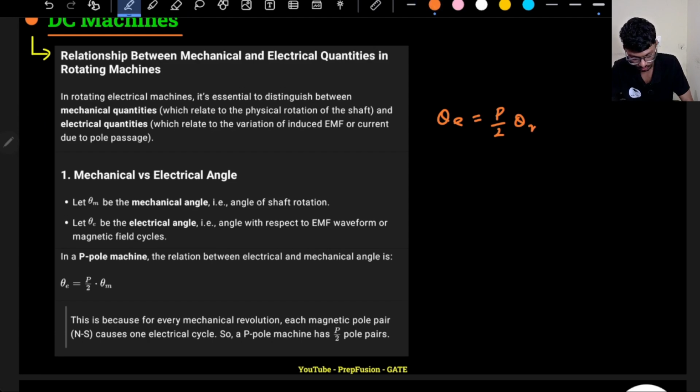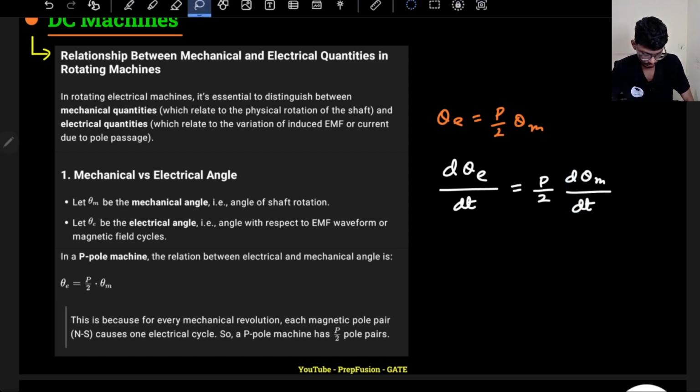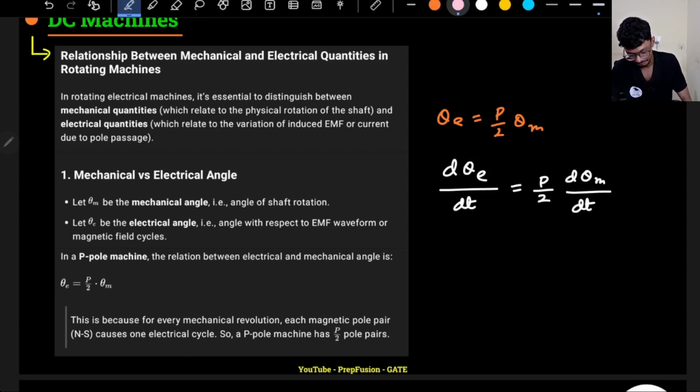Now p by 2 is just a constant number, so if I differentiate on both sides with respect to time, d theta e by dt equals p by 2 times d theta m by dt. So what is d theta e by dt? It is basically omega e.